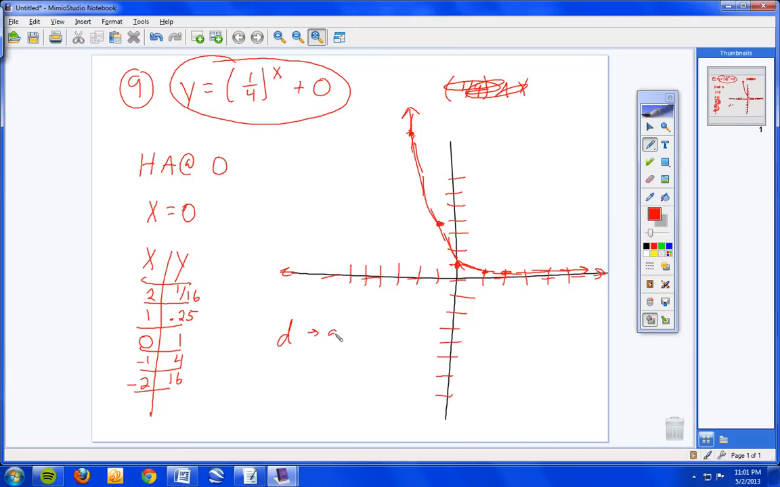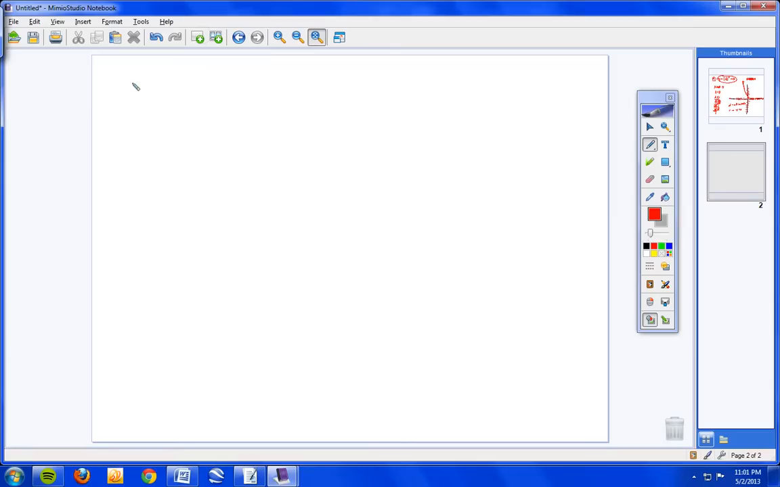So the domain would be all real numbers. Up and down, it does not continue. It doesn't go below this line, so the range would be y is greater than 0 because the graph is above the horizontal asymptote at 0.